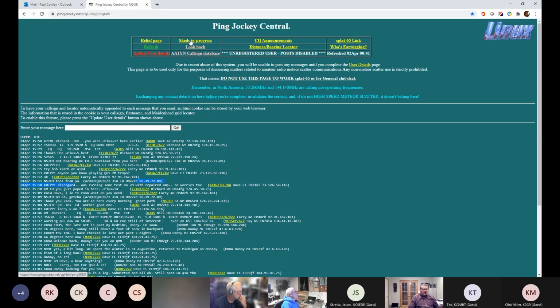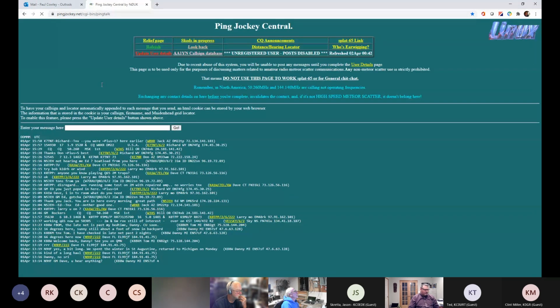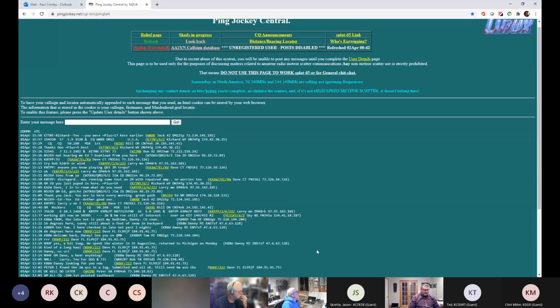So it's all here. You can set up a schedule. You can use this as a means of communicating with an entire community of folks who are out there looking for meteor scatter contacts as well. Anything you want to add on that, Mike? No, that's about right. Just looking at it, I haven't used it for a while. They've changed the look of it. Yeah, it's a little different than the last time I was there. I haven't been there in a while as well.